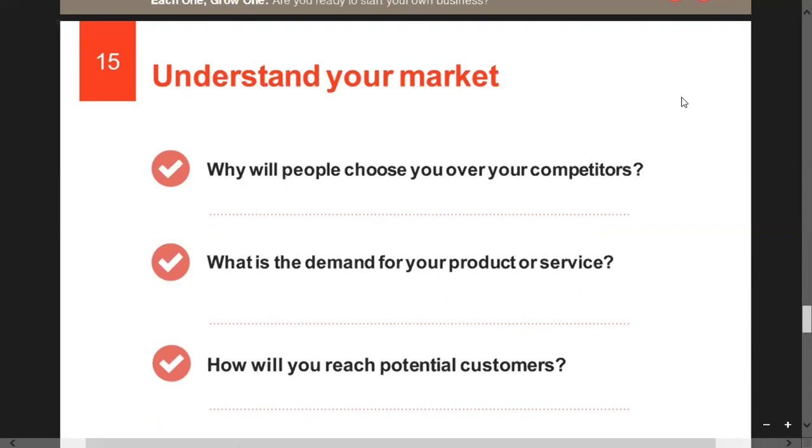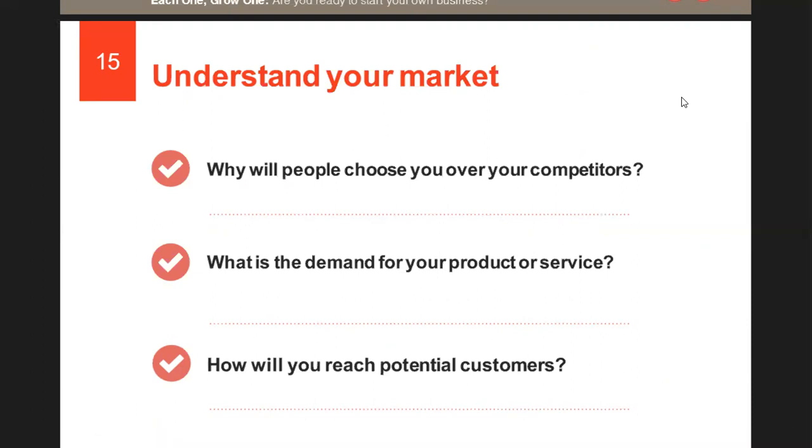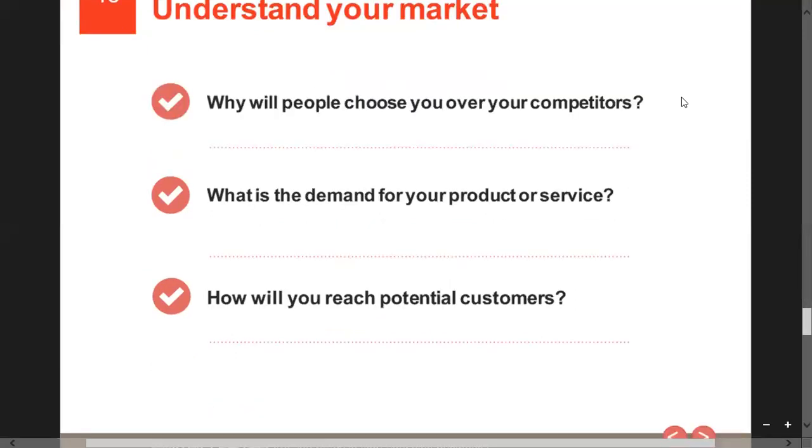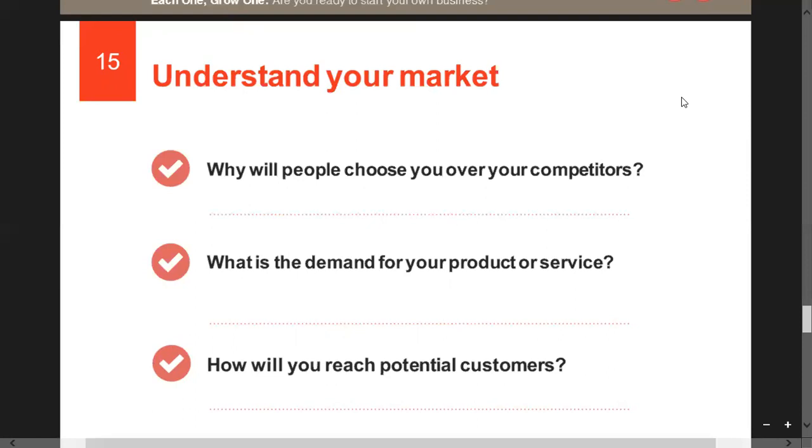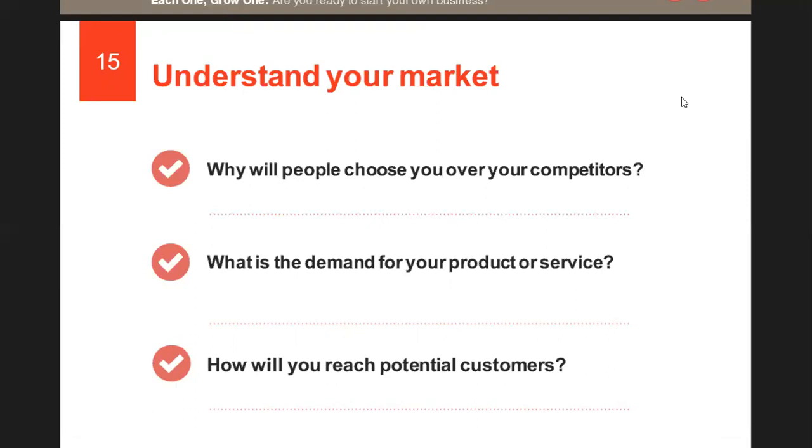And number 15 is understand your market. So why will people choose you over your competitor, what is the demand for your product or service, and how will you reach potential customers? Yeah, why will people choose you over your competitor? Sometimes when we run a business, we have a competitor. So that's why we have to compete with them.